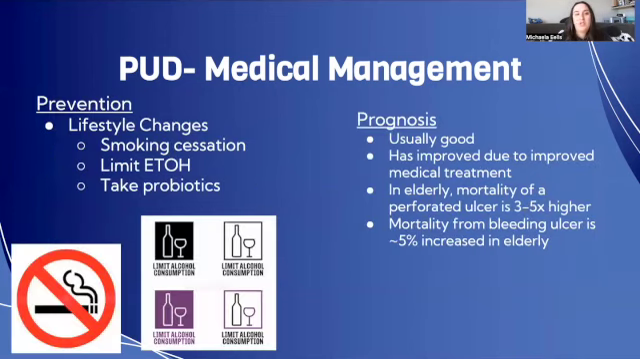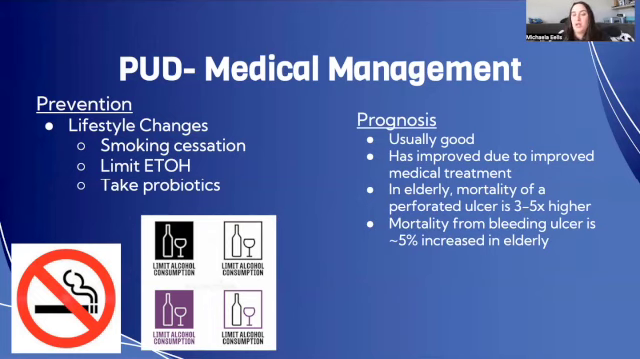Then you have prevention, so you want some lifestyle changes. You want them to stop smoking, limit alcohol, and take some probiotics. You can get probiotics at any store. Walmart sells them, Kroger sells them. Just go to the pharmacy area.